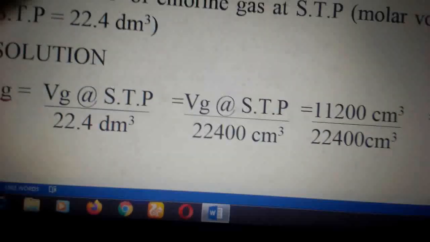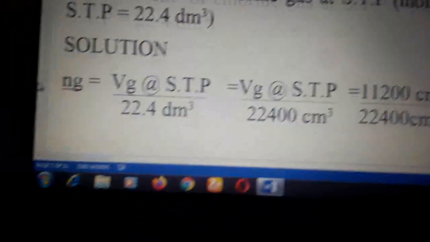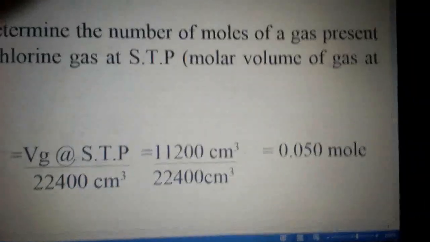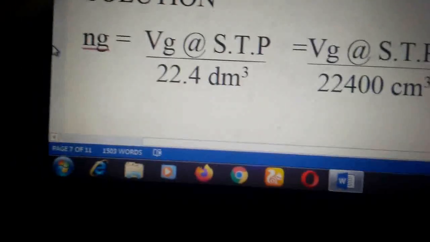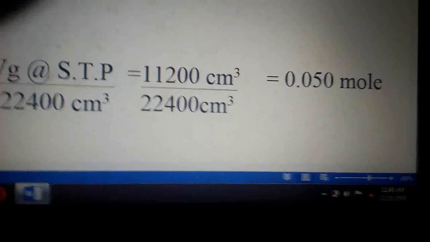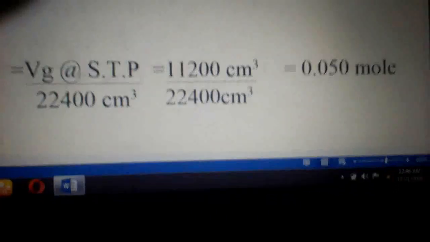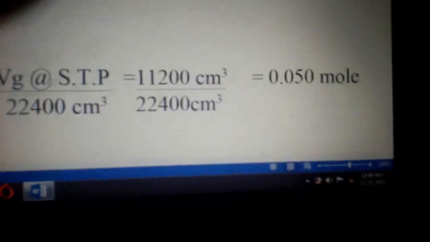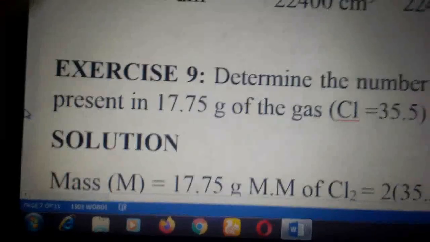Since the volume in this case is given to you in cm³, look at the question, in cm³, we have to convert the molar volume 22.4 to cm³ by multiplying by 1000. So we now have 11,200 over 22,400 cm³. Dividing, we have 0.05 mole of the gas.